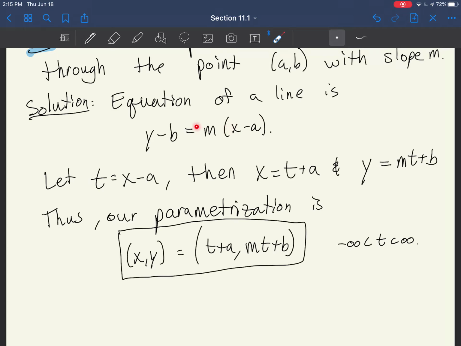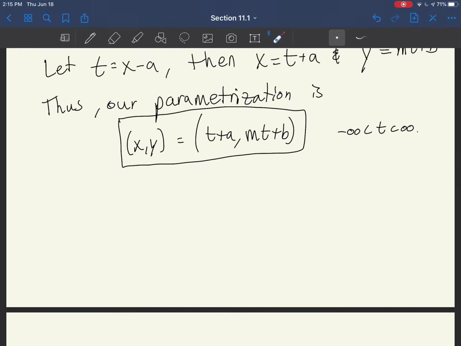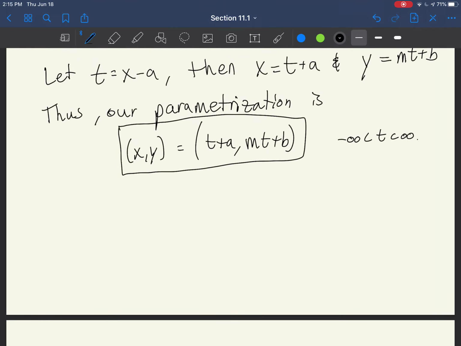So there exist non-natural parameterizations, and we could have gone further. We let t equal x minus a, but we could have let t equal m times x minus a, and then y would be t plus b instead of having that m there, and x would be a little bit different, all of which are valid. So there are a lot of different parameterizations for each curve.